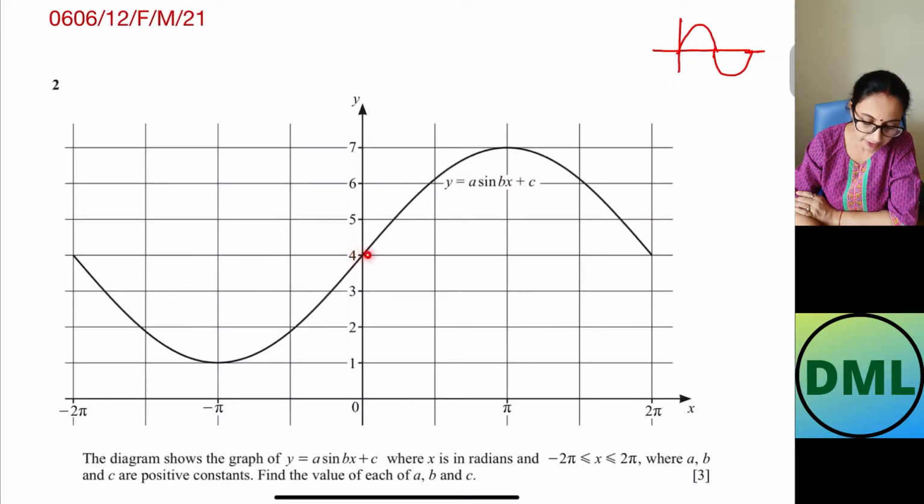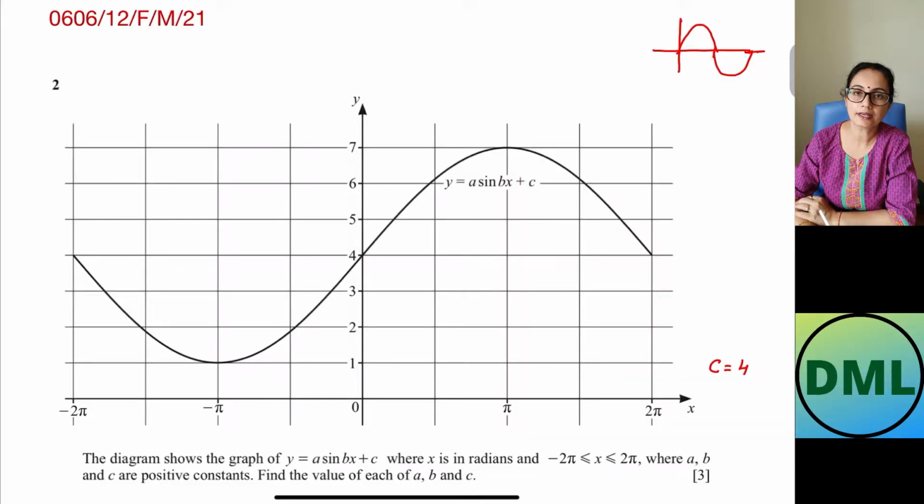It starts from here, that means my axis is at 4. What is the axis here? Axis is the C value. This means that my C value is 4. The axis is at 4.